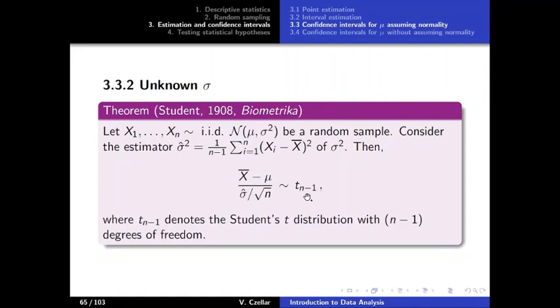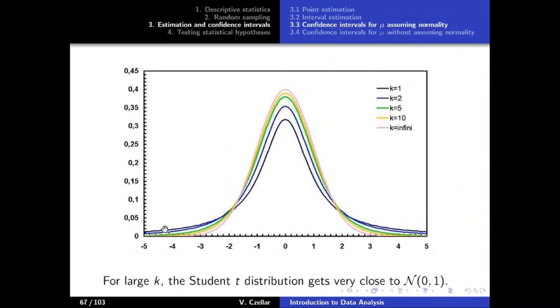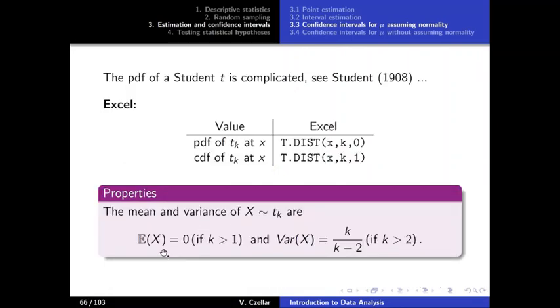But for small sample sizes, what do we have? We have fatter tails, right? This pink one is the standard normal distribution. And when k equals 1, for example, we have very fat tails, much fatter than in the standard normal distribution, right? And the expected value of a Student t random variable is 0, just like in a standard normal, and the variance has this form k divided by k minus 2, and it only exists for k larger than 2. The expected value exists for k larger than 1.